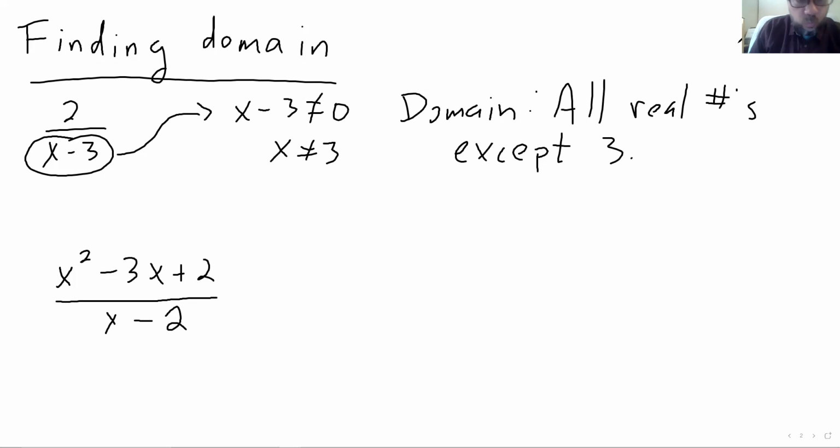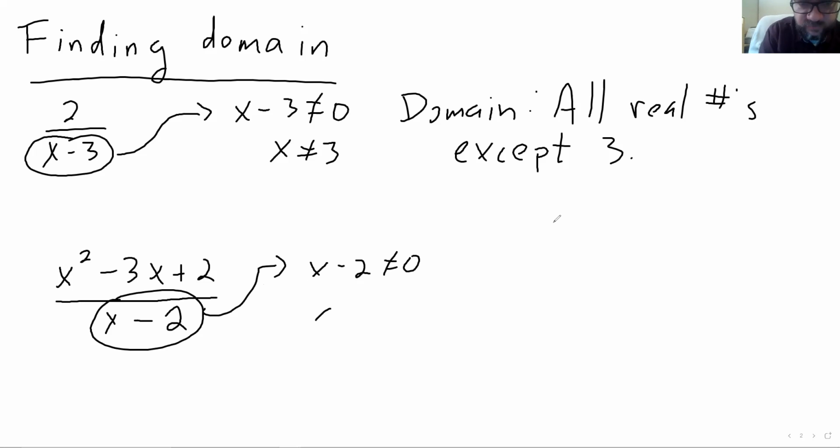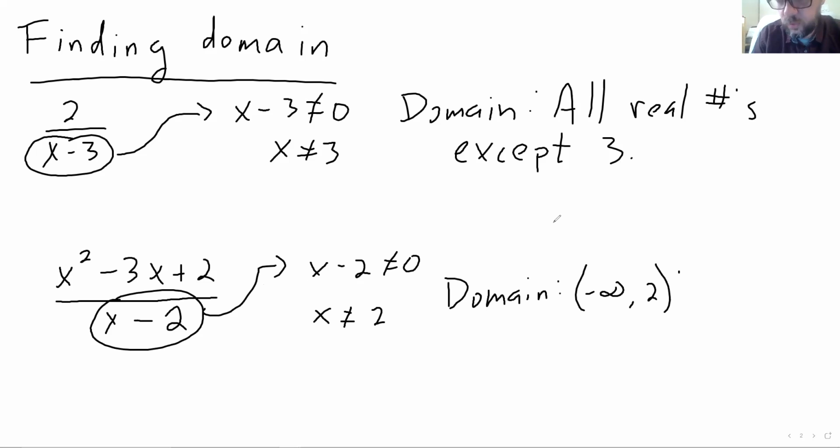Same thing when it's more complicated, right? Notice that I'm 100% ignoring the top when I'm finding the domain. I'm not using the top at all. I'm still just going to take this thing right here and set it to not 0, x minus 2. So x is not equal to 2. And then the domain, I'm going to write this one in interval notation. I just think it's a little bit shorter. My domain is minus infinity up to 2, union with 2 to infinity.